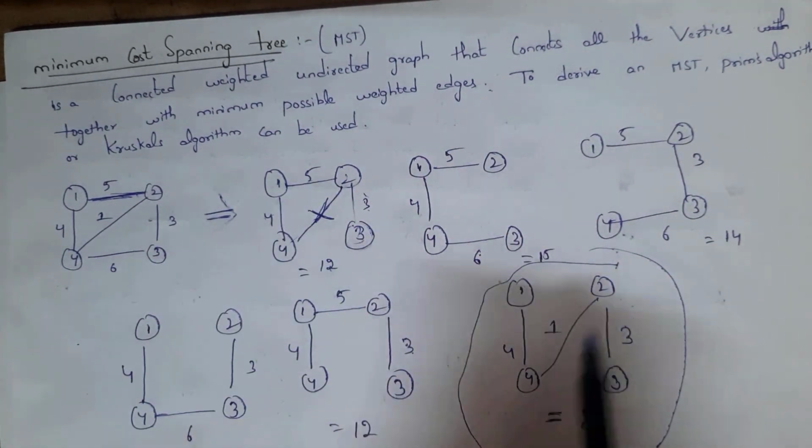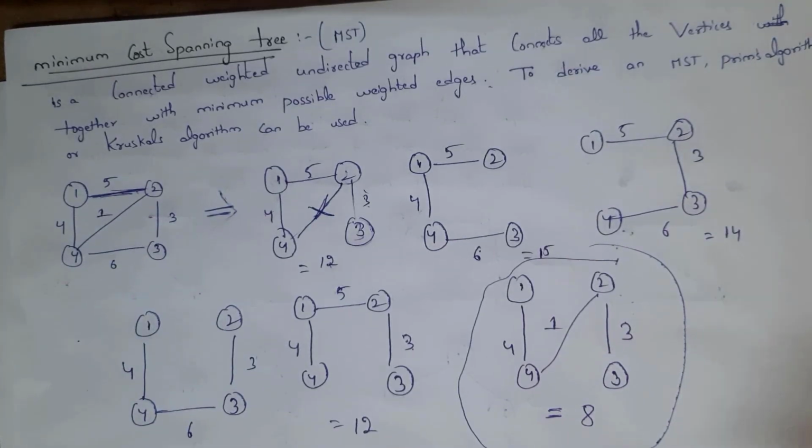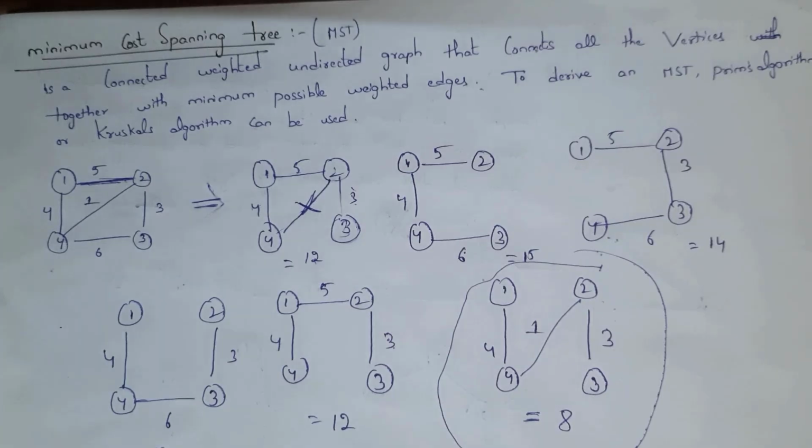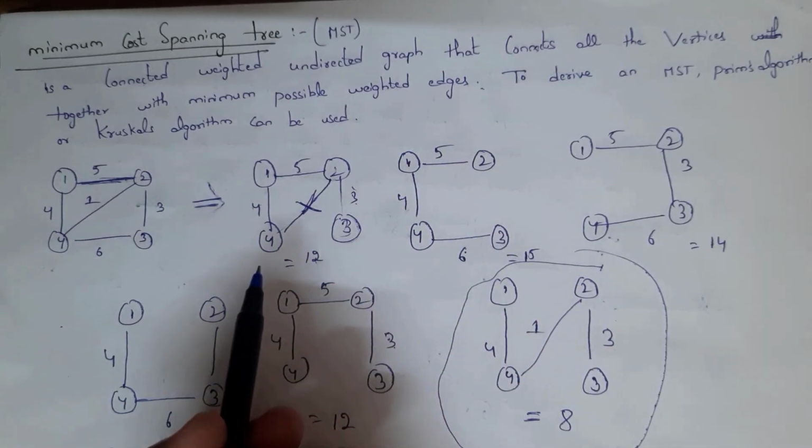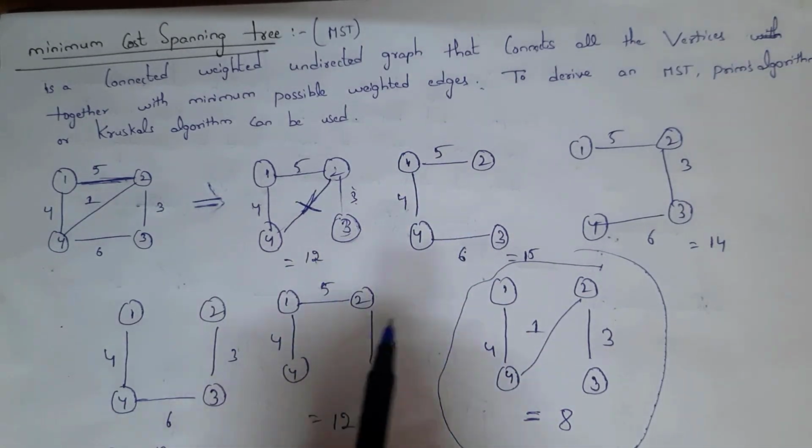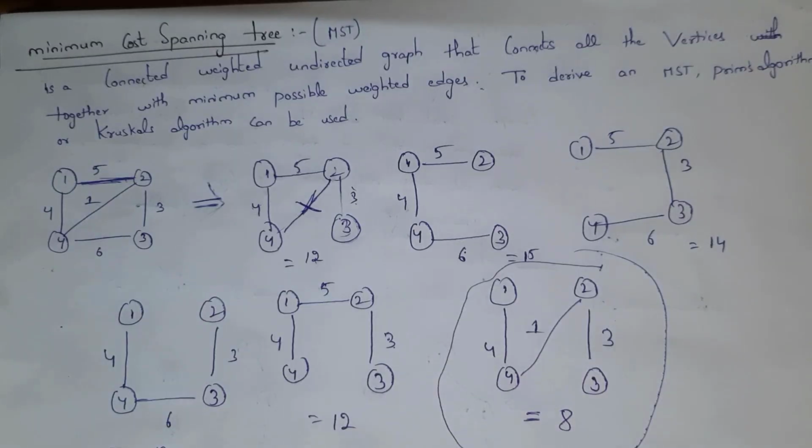Among all these spanning trees, this is the minimum cost spanning tree. This is how we will find the minimum cost spanning tree. But finding all possible spanning trees and then calculating the total cost for these spanning trees is a time-taking process. So for this purpose we use Prim's algorithm and Kruskal's algorithm.